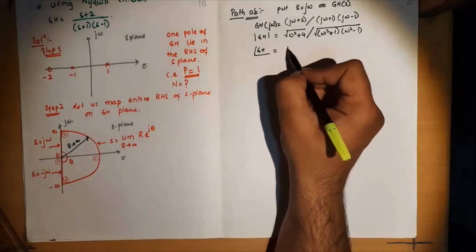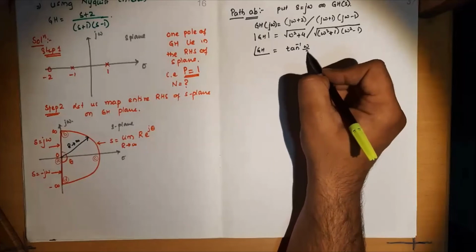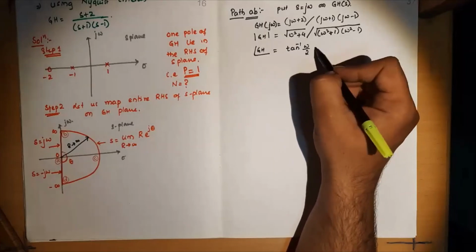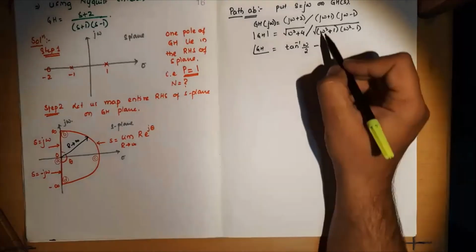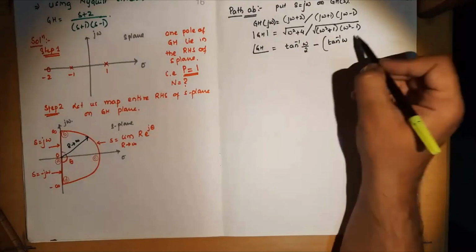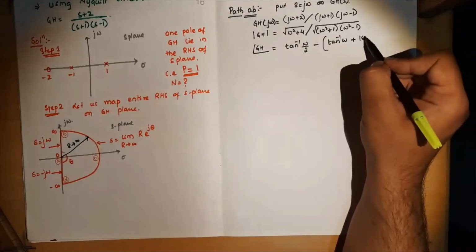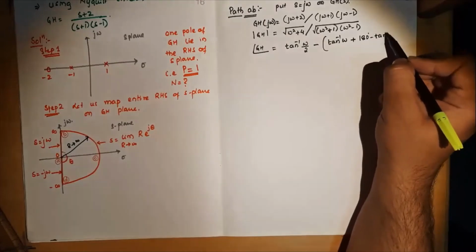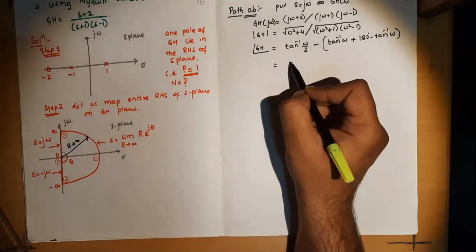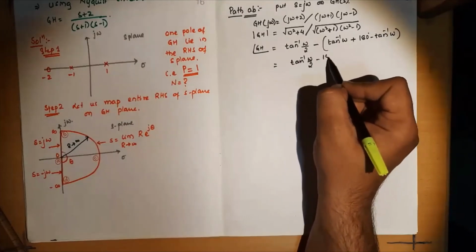So what is the phase angle? Tan inverse of omega by 2 for the numerator. Then minus, I'll write minus to write the phase angle for the entire denominator. It is tan inverse omega plus 180 minus tan inverse of omega, because it is omega minus 1 and lies in the second quadrant. So what we get finally is tan inverse of omega by 2.